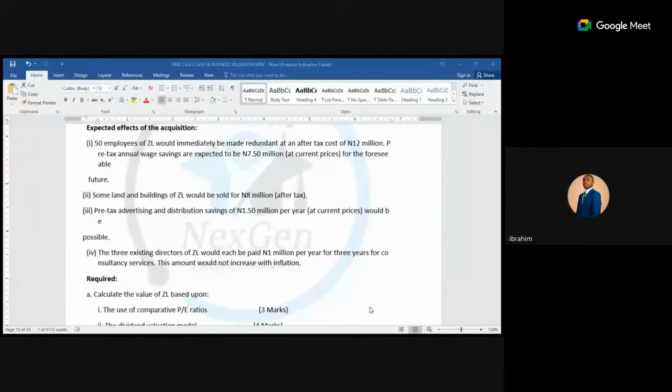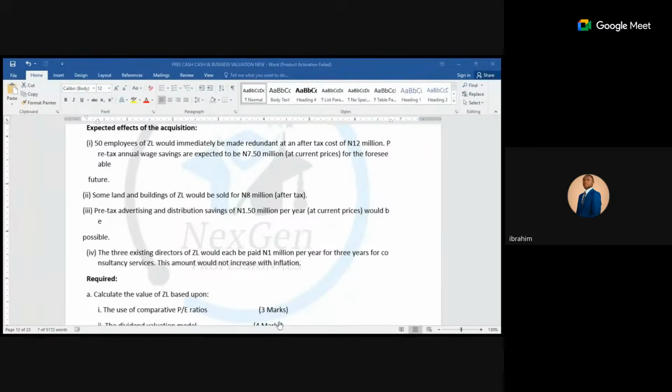This amount will not increase with inflation. So if this amount will not increase with inflation, what it means is that it is a real cash flow, right? Because if something is not increasing in line with inflation, it is money. Money, yeah, sorry. So that is money, right? Thank you so much for the correction, right?